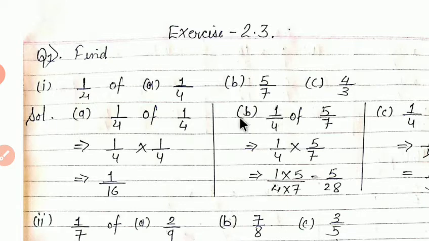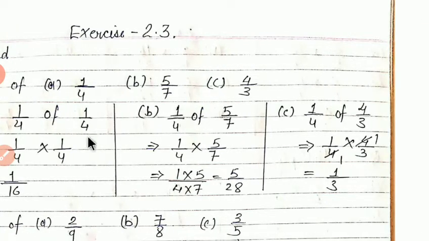Now we have to find the answer of B, 5 by 7. So we have to find 1 by 4 of 5 by 7. So 1 by 4 into 5 by 7. So 1 into 5 and 4 into 7, which is equal to 5 by 28. Then third one, 1 by 4 of 4 by 3. So 1 by 4 into 4 by 3.